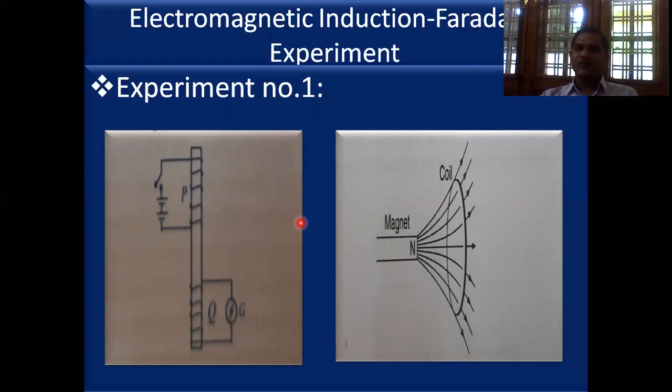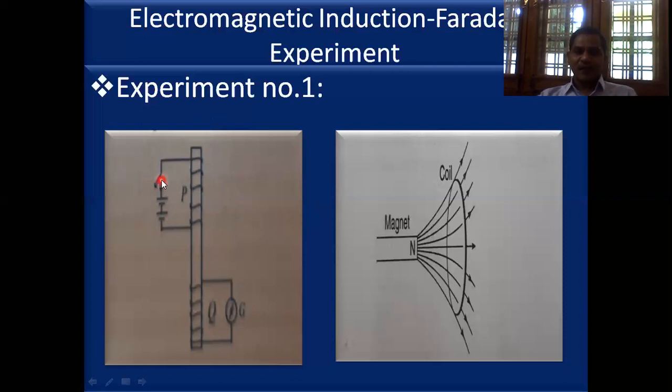Electricity can be produced by changing the magnetic flux linked with a closed circuit or closed loop. For that, he did a very simple experiment. This is a wooden core. On it, a coil is connected to a battery, and the second coil, Q, is connected simply to a galvanometer. Here there is no battery, but in the primary coil, there is a battery. The ends are connected to the battery terminals.